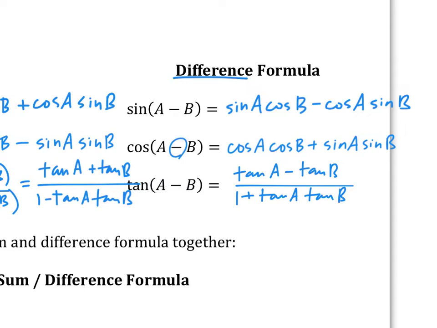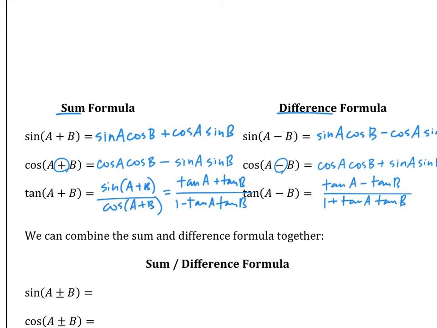The first one goes with the original one. The second one, you have to change the sign. And on the top, you have two things that are added or subtracted. On the bottom, you have a 1 plus or minus, and then you have two tangents multiplied. So a little bit difficult there.